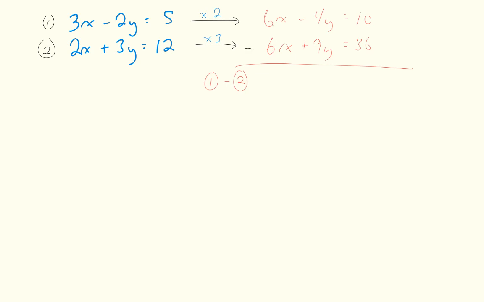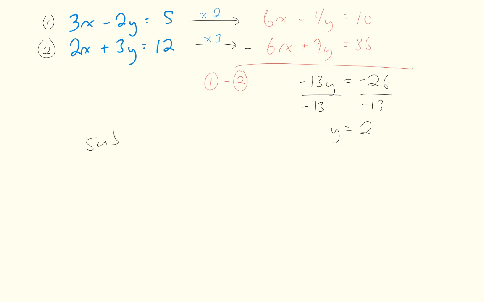So 6 minus 6 is 0 x's, negative 4y minus 9y. Careful, negative 4 minus 9 is going to be negative 13y. And then I have 10 minus 36, which is going to work out to negative 26. Divide both sides by negative 13, and y will equal 2. Nice one, that works out.